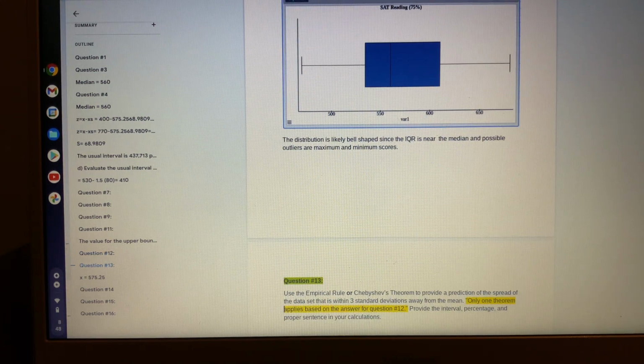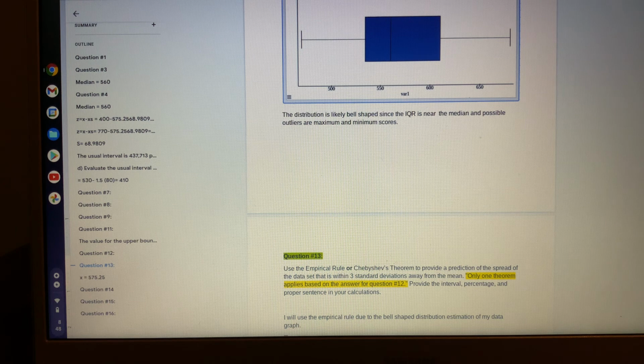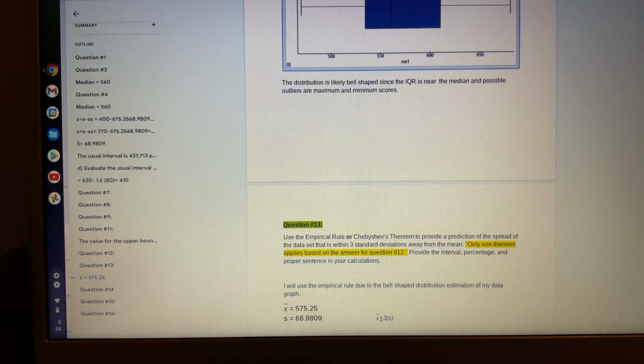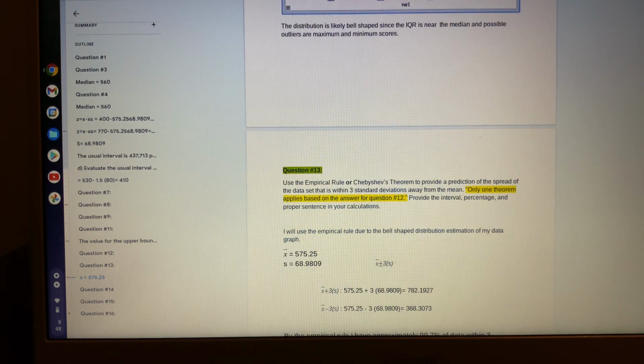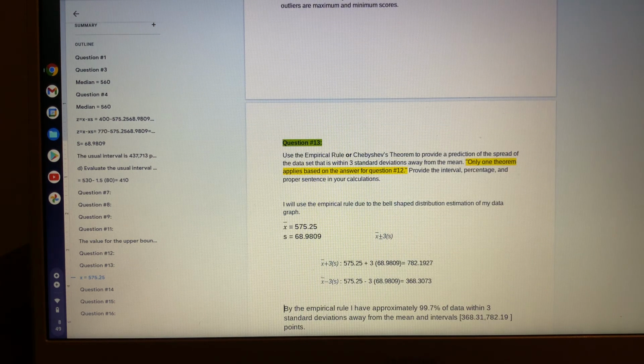Moving on to 13, it had asked me to use either the empirical rule or the Chebyshev theorem. I had decided to use the empirical rule due to the bell-shaped distribution estimation of my data graph. So using the proper formulas, I inputted the information that I had already gathered. And by the empirical rule, I have approximately 97.7% of the data within 3 standard deviations away from the mean, and the interval is 368.31, 782.19 points.